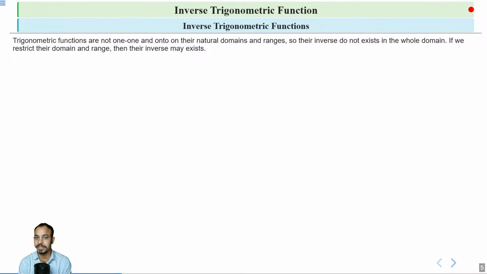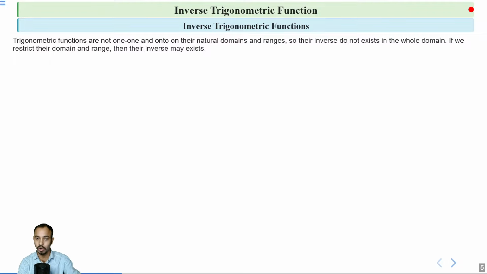First we will discuss inverse trigonometric functions. Trigonometric functions you will know, like sin x, cos x, tan x, sec x, cosec x, and cot x function. Six basic trigonometric functions you will know. Trigonometric functions are not one-one and onto on their natural domains and ranges, so their inverse does not exist on the whole domain.